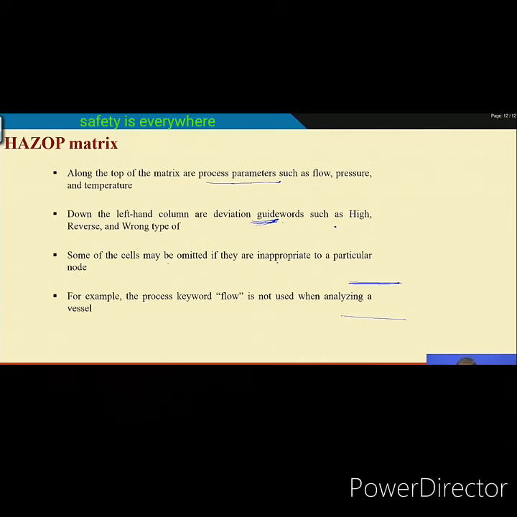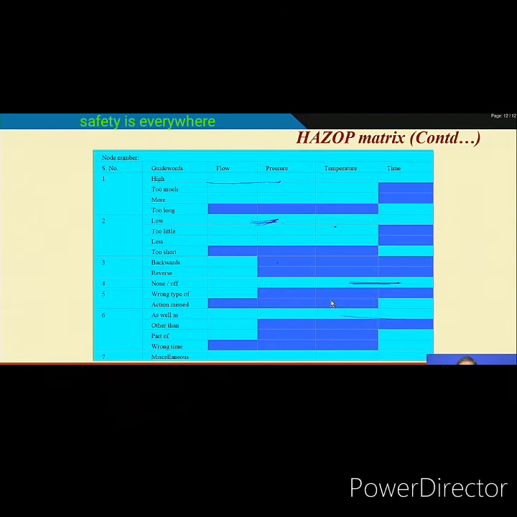Let us see what this is. Okay, see, these are the guide words, and these are the parameters. This is what the parameter is: flow, pressure, temperature, time. These are the guide words. Maybe study node 1, pressure tank.